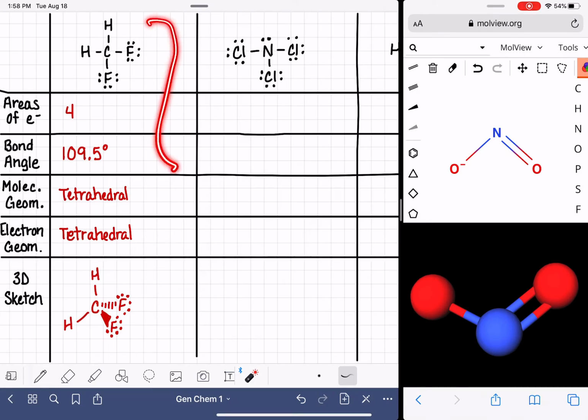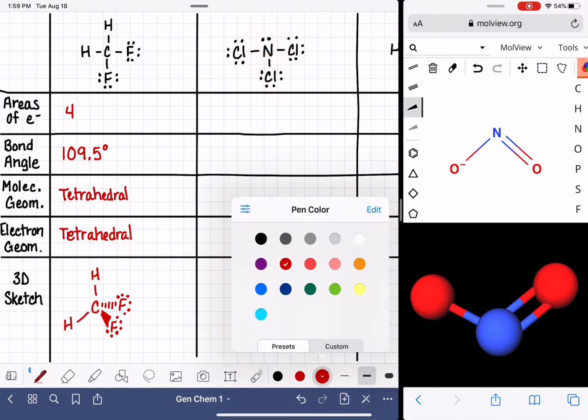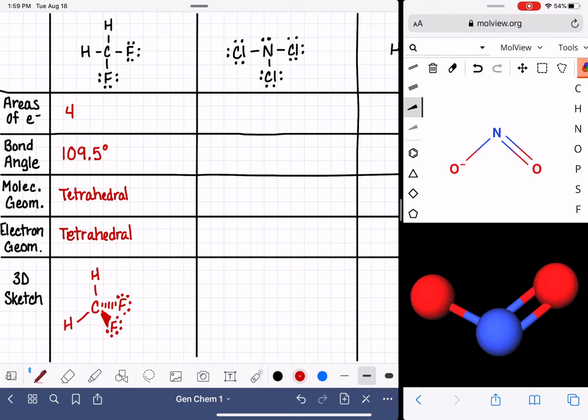Now again here I have the CH2F2 as reference. It's something that we've already looked at. And for our first example, we're going to be looking at NCl3. NCl3 has 1, 2, 3, 4 areas of electron density around the central atom. So we've got 4 areas, and one of those areas of electron density is a lone pair. And we see the exact same situation. Let me make a note here that we have 3 bonds and we have 1 lone pair.